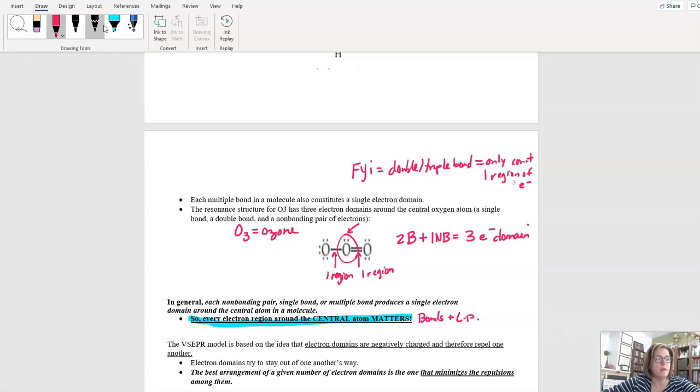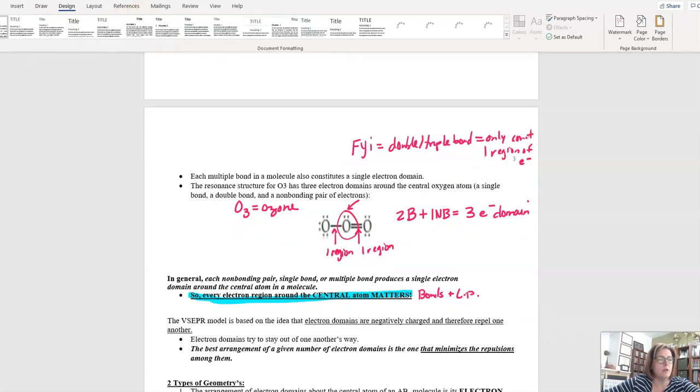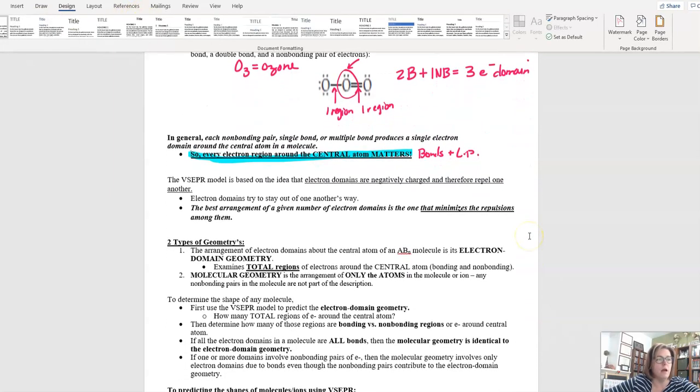Okay, they all matter. The VSEPR model, which stands for valence shell electron pair repulsion, and I know you saw that term in 9.1. The VSEPR model is based on the idea that electron domains are negatively charged and therefore repel one another. Because you've got to remember, ladies and gentlemen, you're talking about electrons versus other electrons, and like charges repel each other. So electron domains try to stay out of one another's way.